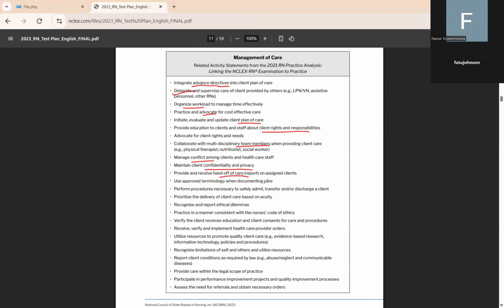Terminology, documentation, transfer, prioritization, ethical dilemma, code of ethics, consent, client healthcare provider order, utilizing resources to promote health, recognizing limitations, mandatory reports, legal scope of practice, performance improvement project, referral. So now let's talk about this real quick.